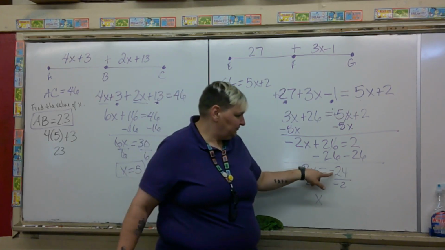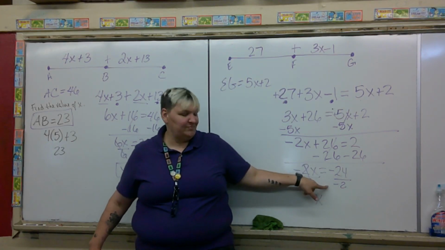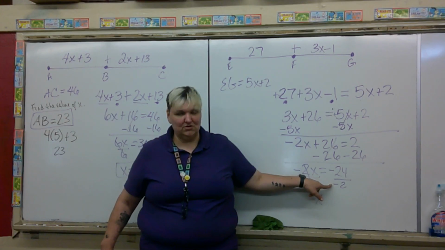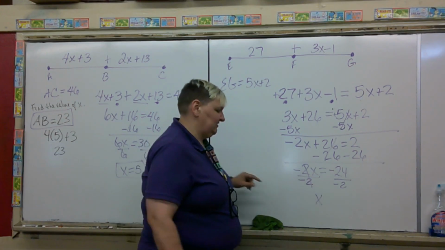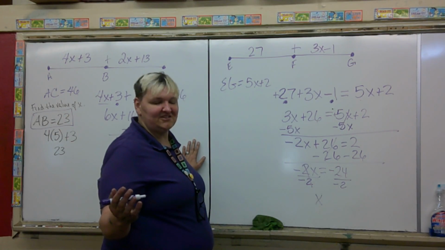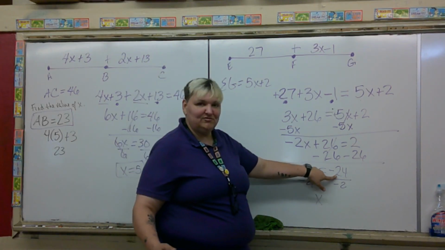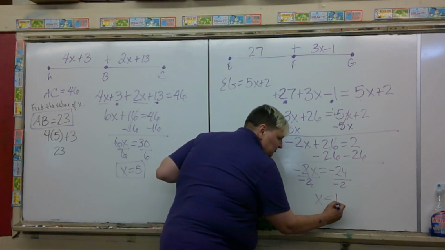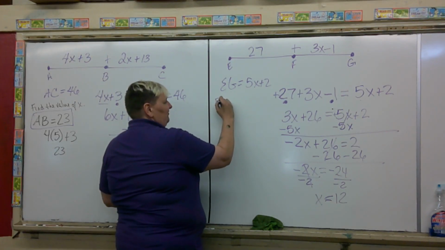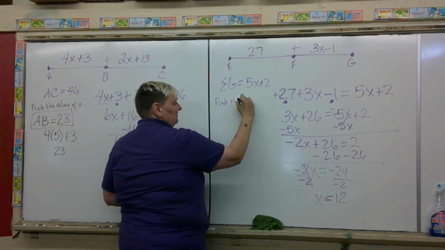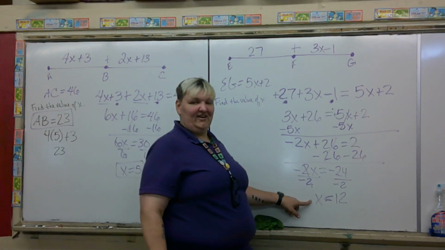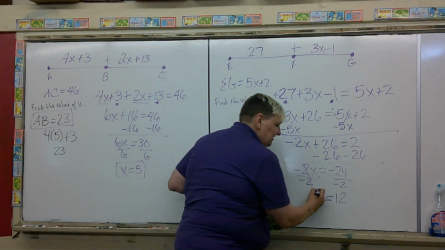Here's the deal. A negative times a negative is a positive. A negative divided by a negative is also a positive. The same rule applies. And 24 divided by 2, anytime you divide by 2, it's just asking for half. So what's half of 24? 12. So if all they said was find the value of x, then you're done. Value of x is 12. Box it up and you're done.